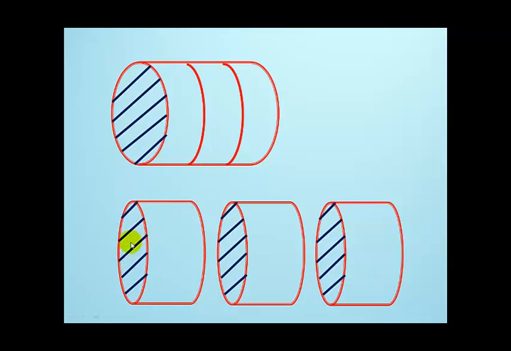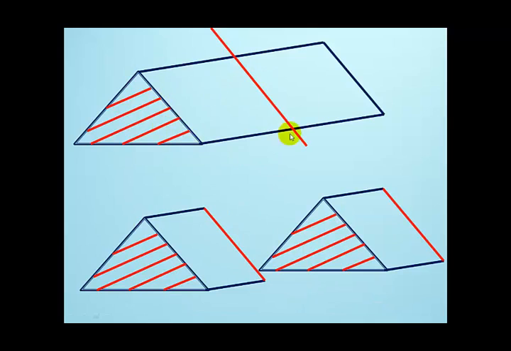Now, when you consider a triangular prism and cut across as shown, these are the two prisms you have, and we can see that the cross section is the same. So this is a triangular prism.